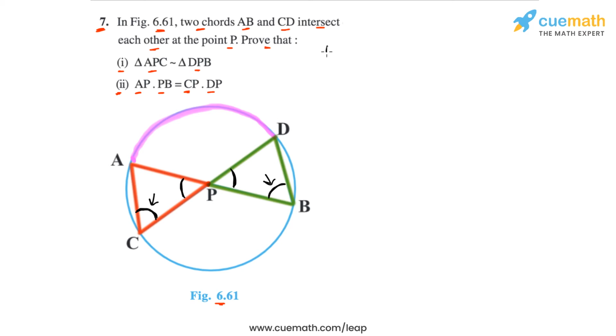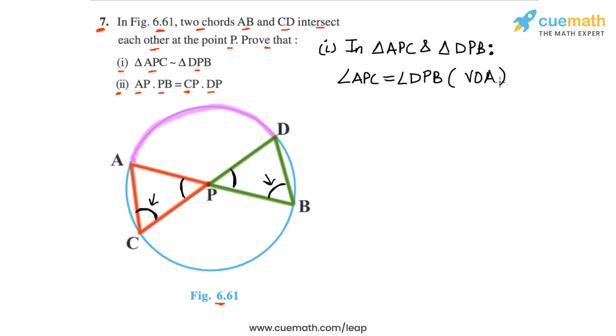So let's write out this proof now. So in triangle APC and triangle DPB, make sure that you get the order of the vertices right. The order of the vertices is what is mentioned in the statement itself, APC and DPB. Okay, so in these two triangles, we have angle APC equal to angle DPB because, as I said, these two angles are vertically opposite angles.